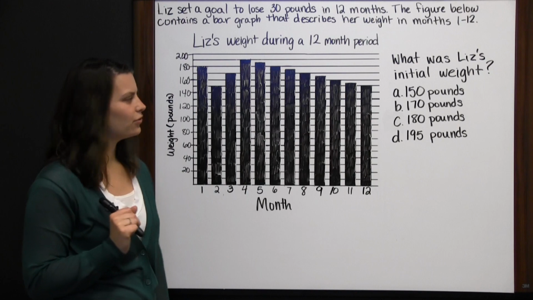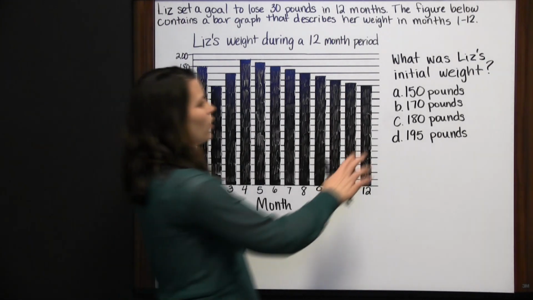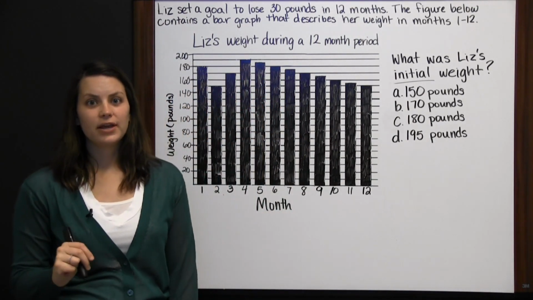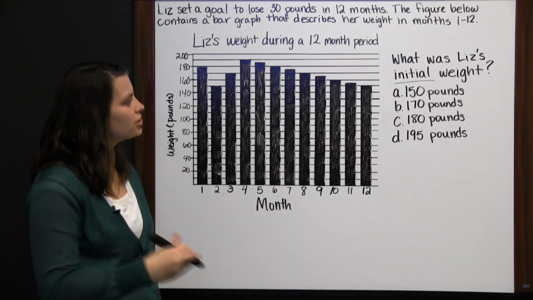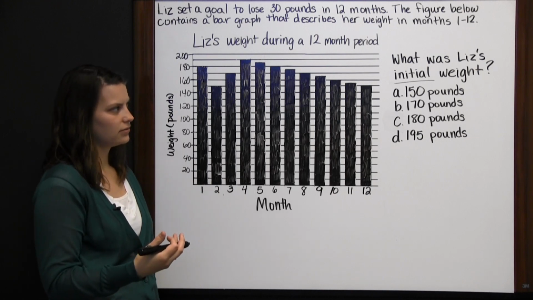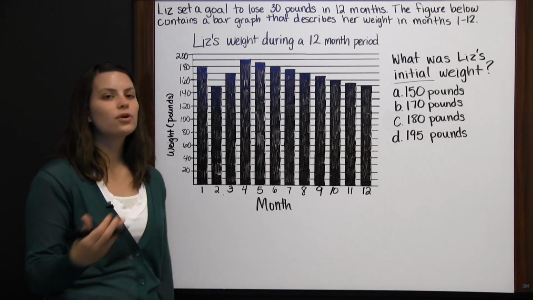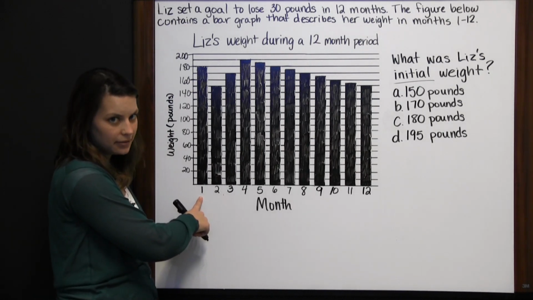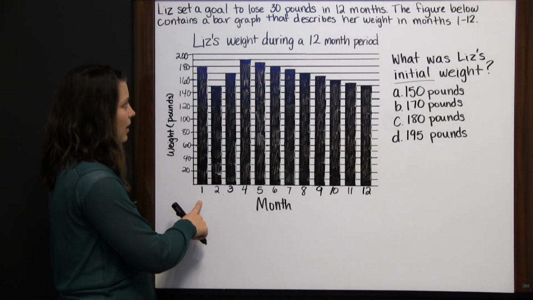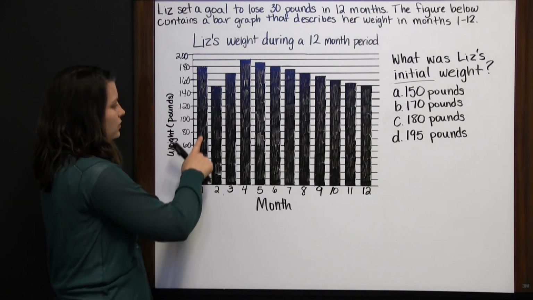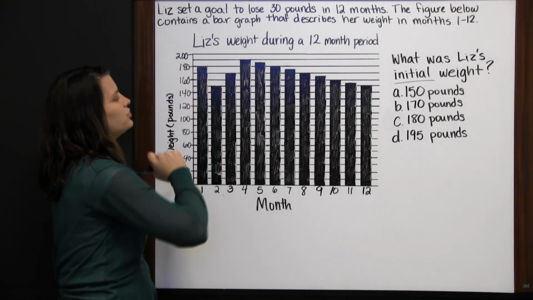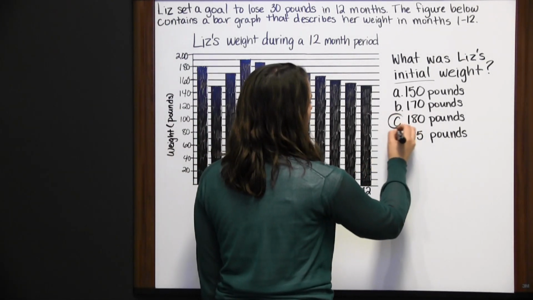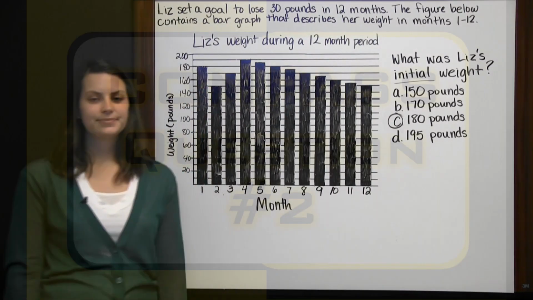Okay, I think we're ready to tackle the question now. It says, what was Liz's initial weight? That word initial is very important. Initial means to begin with, or what was her weight at the beginning? So in the first month, we see that this bar goes all the way up to the 180 mark, which means Liz was 180 pounds to begin with.